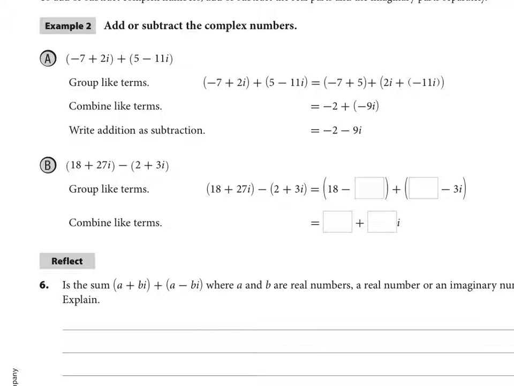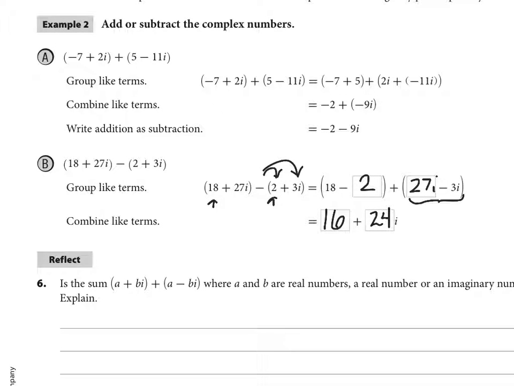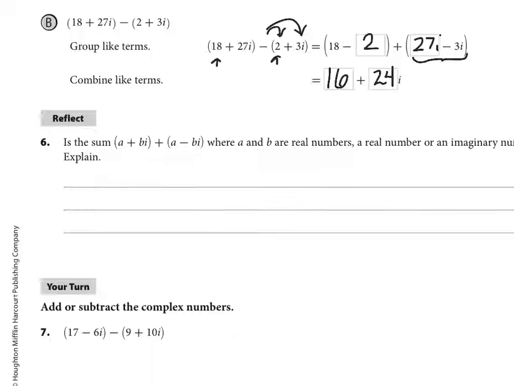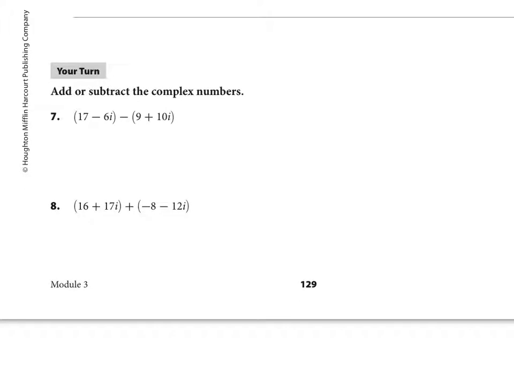We're going to take these and we're going to group them together. So the real numbers are 18, and I do have to distribute that negative, so that's going to give me a -2. The imaginary parts are 27i and a -3i. Let's add the real parts. 18 minus 2 is 16. Add these imaginary parts, so you're just adding 27 and -3, which gives me 24i. Adding and subtracting complex numbers is pretty straightforward. You go ahead and practice with your turn 7 and 8.